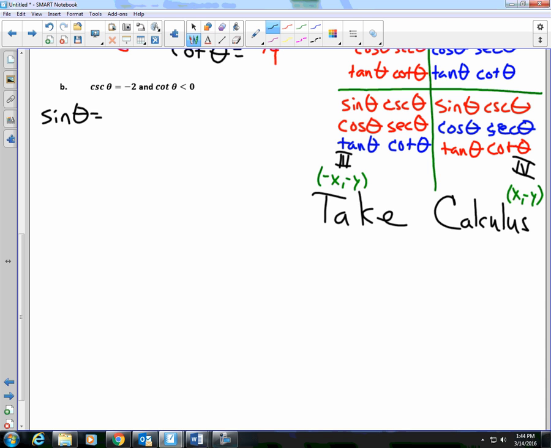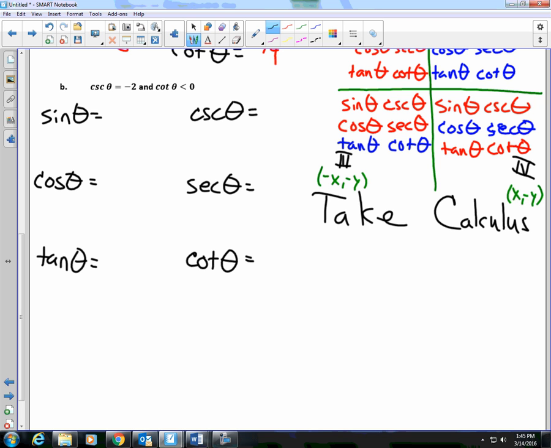Sine, cosecant, cosine, secant, tangent, cotangent. Which one up here do we know? Cosecant is -2. All right.